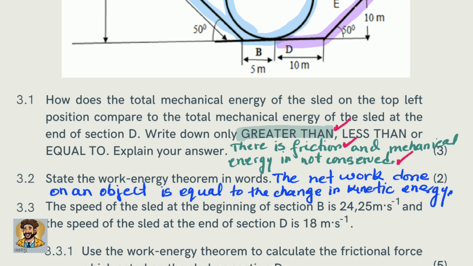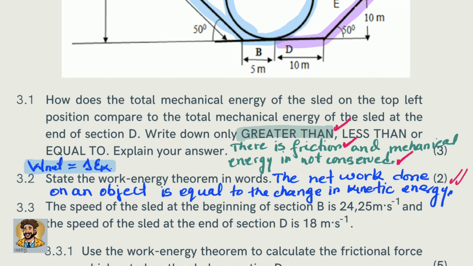That is in words, and in symbols it is quite simple: net work is equal to the change in kinetic energy. It's going to be given to you, and therefore you shouldn't make a mistake. You just have to learn how to read it. If you state that simple theorem, you will get 2 marks, so you can mark yourself as you answer the question.